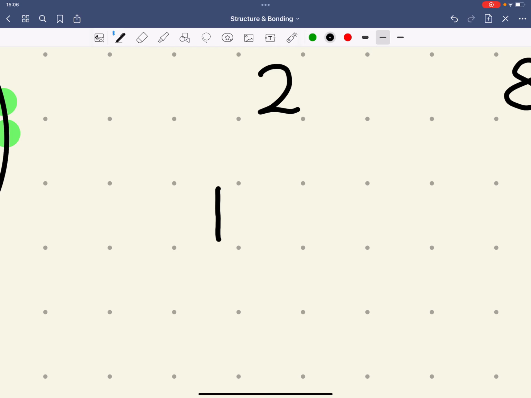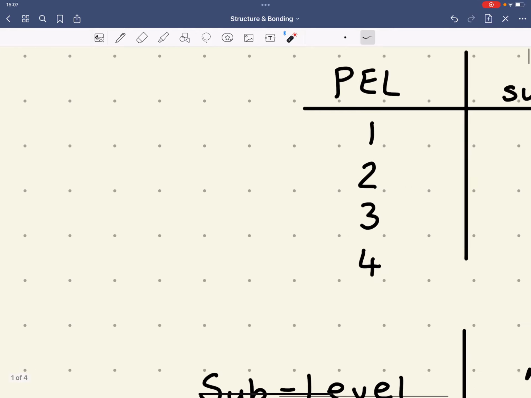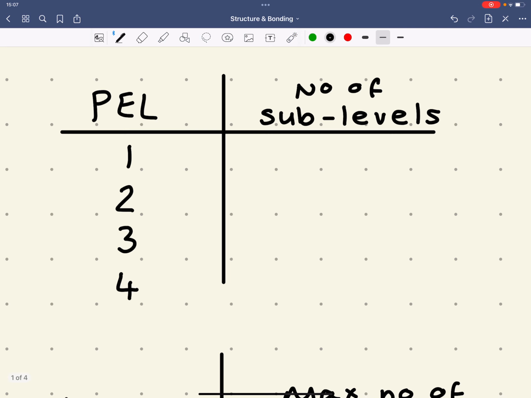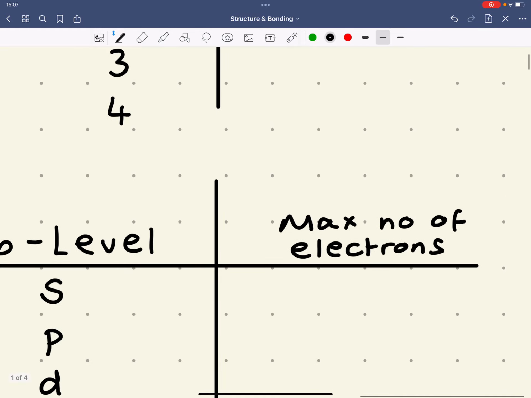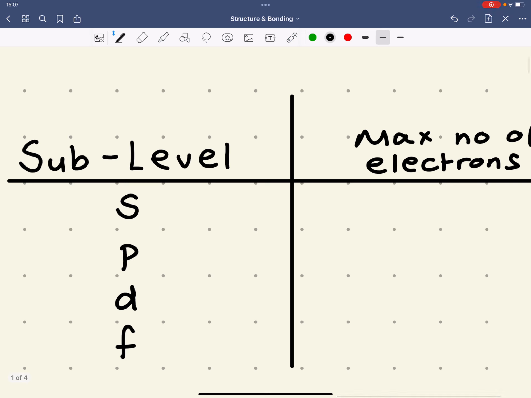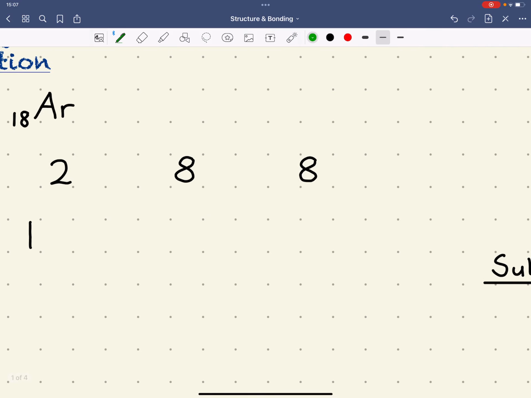Now, these principal energy levels, or shells, are split into sublevels or subshells. The first principal energy level, and I've made a little table up here, has 1 sublevel. And the sublevels are labelled S, P, D and F. And here we've got an increase in energy. So the S sublevel is the lowest energy and the F sublevel has got the highest energy. And any principal energy level will always fill an S sublevel first.